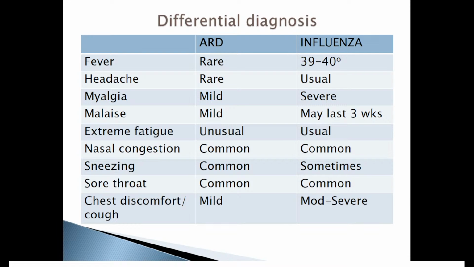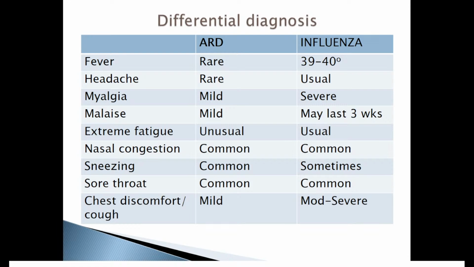And how to differentiate upper ARD from influenza. In ARD, fever is rare, usually subfebrile temperature. In influenza, temperature is febrile. Headache is more severe, mild diarrhea maybe, malaise in influenza. I already told you that it is not a focal disease. It affects different organs and systems. It can lead to arthralgia, mild diarrhea. And extreme fatigue influenza can cause.